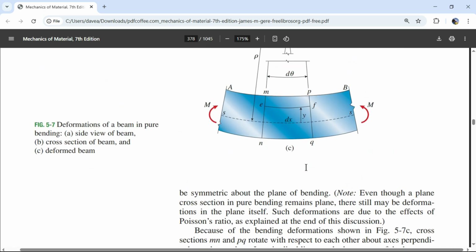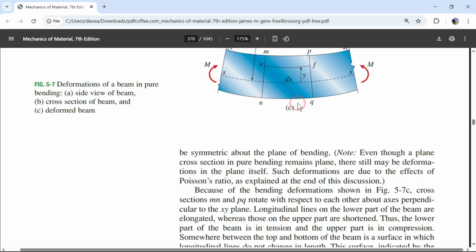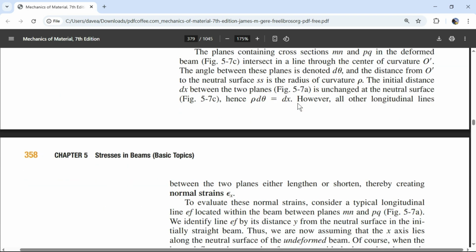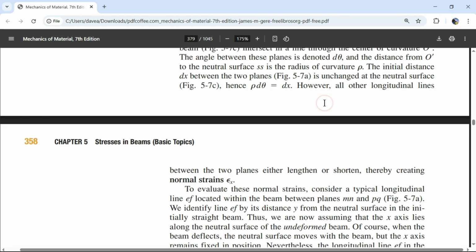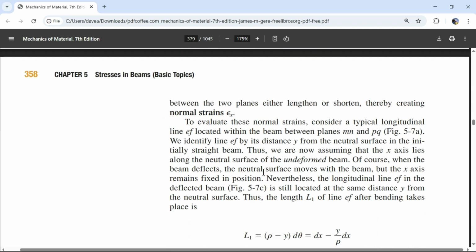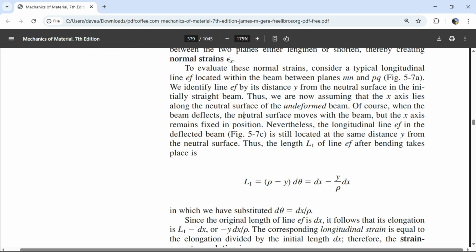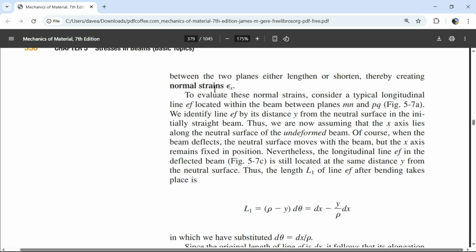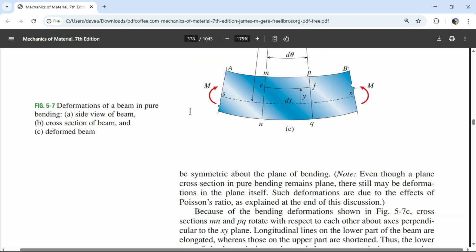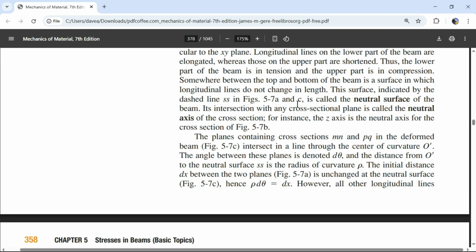All right, keep that in mind because this whole idea is to come up with an equation of y, and I really don't even know how they do it, but we'll see. I should just read the text and see how they do it. It says, however, all other longitudinal lines between the two planes either lengthen or shorten, thereby creating normal strains. Cool, so yeah, the top crunches, the bottom stretches. To evaluate these normal strains, consider a typical longitudinal line EF. So now we're just going to be at this line EF, and it's going to be a distance y from the neutral axis.